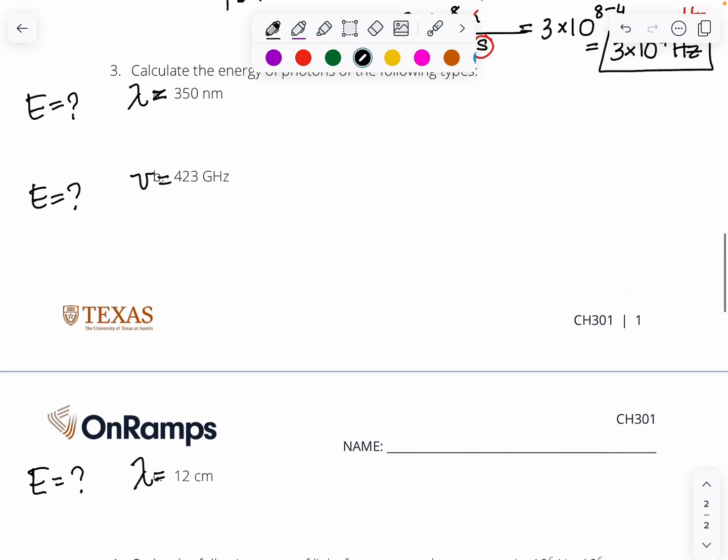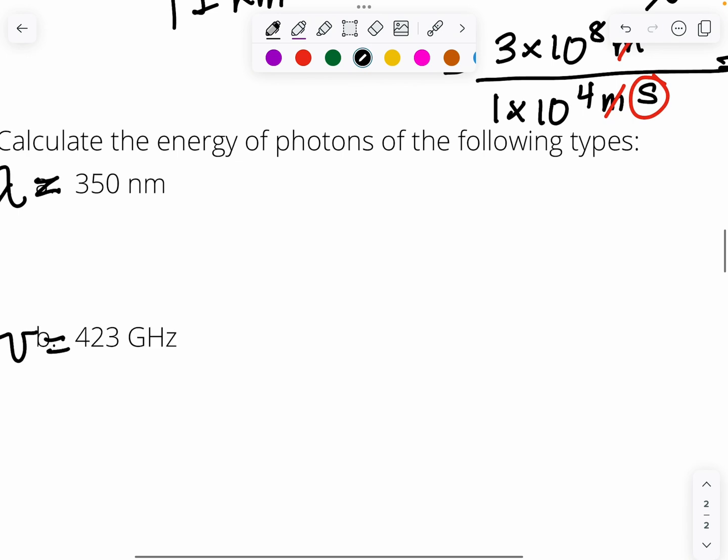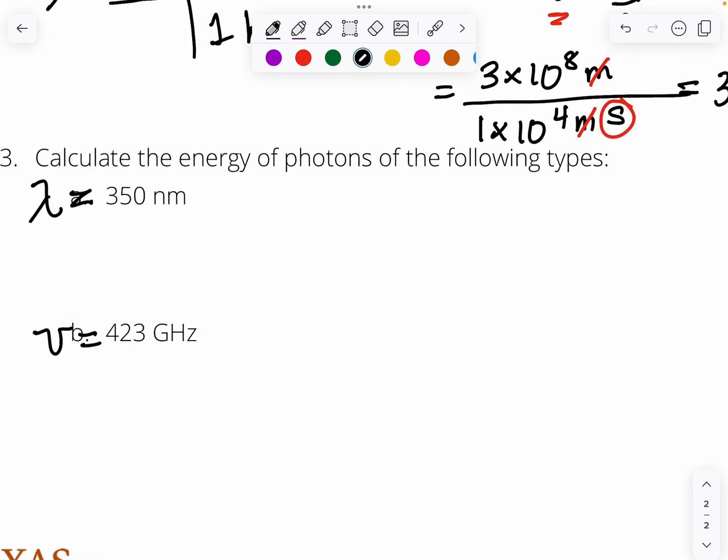All right, so let's start with the first one. So we've got 350 nanometers. Remember, we can't do anything until we get it into meters. So let's go ahead and do that. So 10 to the negative 9 meters is equal to 1 nanometer. So that is going to be, let's move that decimal over twice. So 3.5 times 10 to the negative 7 meters. So that's our wavelength. And they're asking us to find energy.